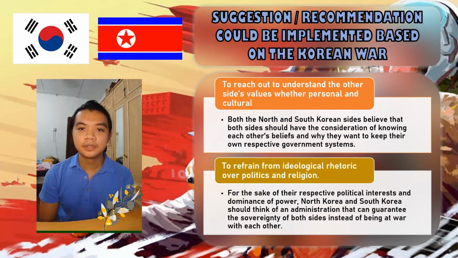Hello sir, I am Julius from Group 2. Next, ANNESONIZYE and I will discuss the suggestions that could be implemented to avoid the Korean War between South Korea and North Korea. After analyzing a few articles about the war that happened in Korea, our group has picked out 4 points that we think will stop the South and North Korean war from happening. The first one that I will explain is to reach out to understand the other side's values, both personal and cultural, and the second one is to refrain from ideological rhetoric over politics and religion.